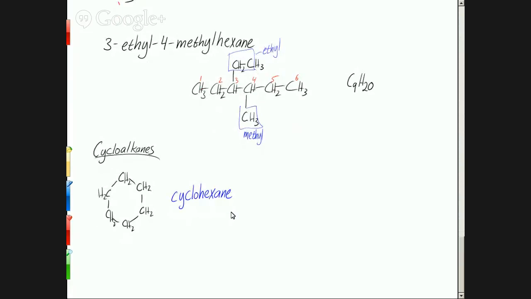What is the smallest cycloalkane? Yeah, C3. What would that be called? Yeah, cyclopropane. Can't get any smaller than that, or you just have a line. It's not cyclo anymore. So you can go from cyclopropane all the way up to as many carbons as you want, and you just put the cyclo in front of it.